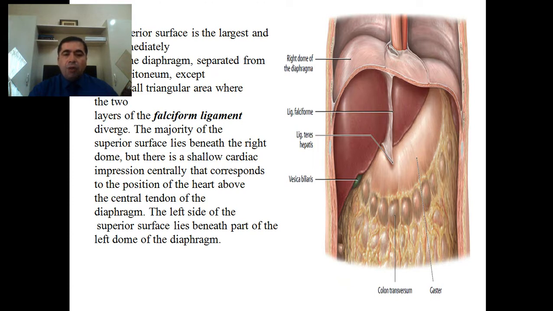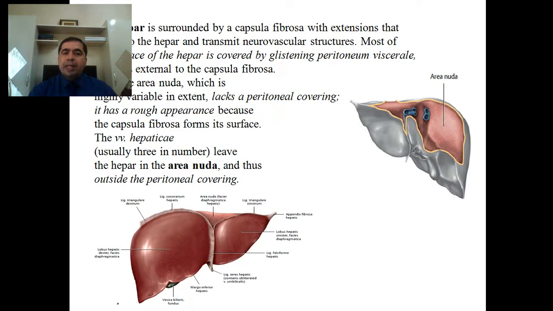The left side of the superior surface lies beneath part of the left dome of the diaphragm, and the hepar is surrounded by the capsula fibrosa with extensions that pass into the hepar and transmit neurovascular structures. It's very important in surgical practice. Most of the surface of the hepar is covered by glistening peritoneum viscerale, which is external to the capsula fibrosa.